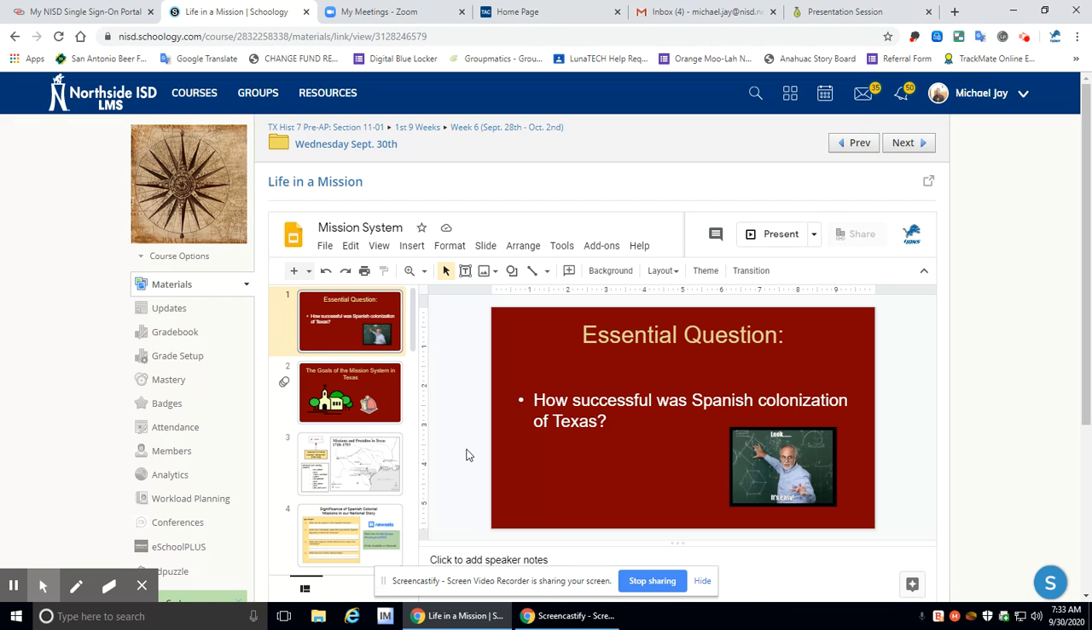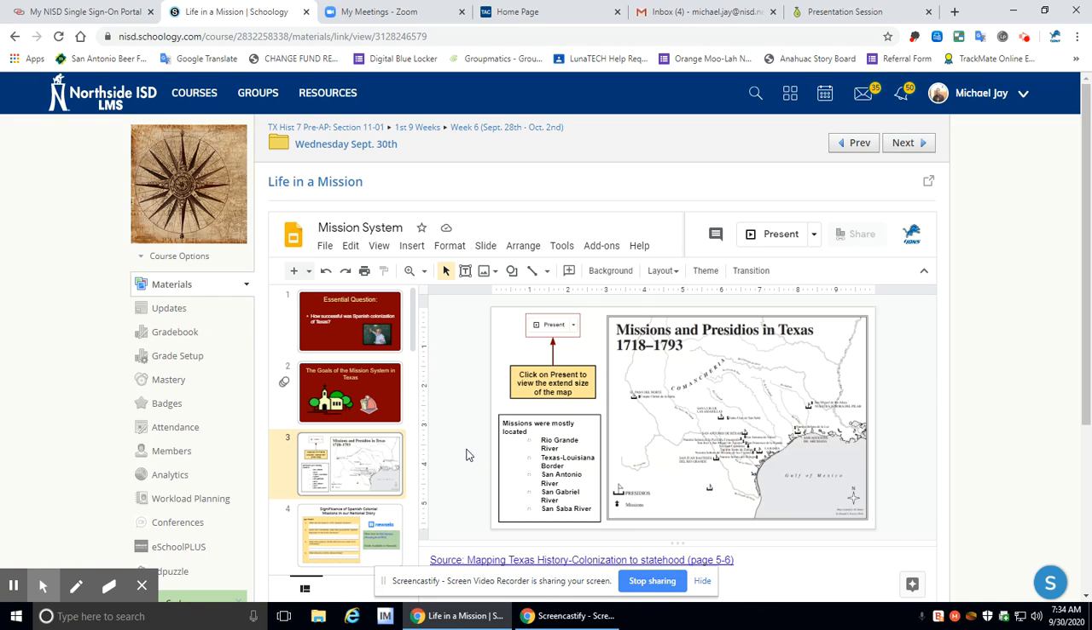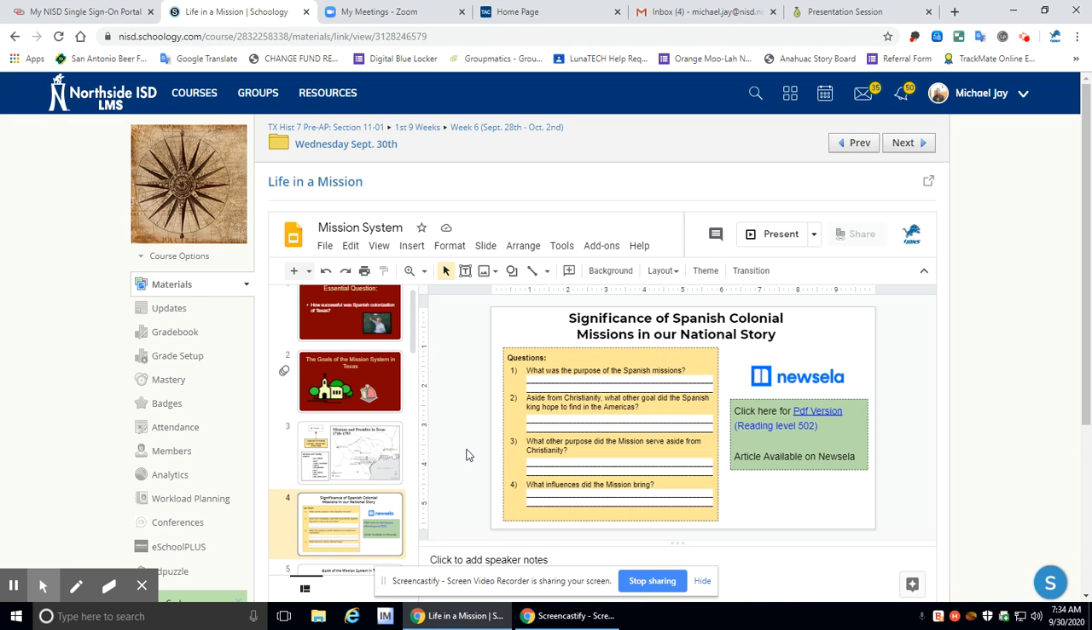On the mission system here, you've got the goals of the mission system. We've got missions and presidios in Texas. This map should look familiar because you've probably seen it before. But if you want to see the full-size map, make sure you open this in present mode. You're going to have four questions here. There is a PDF version. You're going to click on this, open it, read the article, and find the answers to these questions. They should be pretty easy. If I remember correctly, when we chose these questions, they were almost perfect, easy to find.